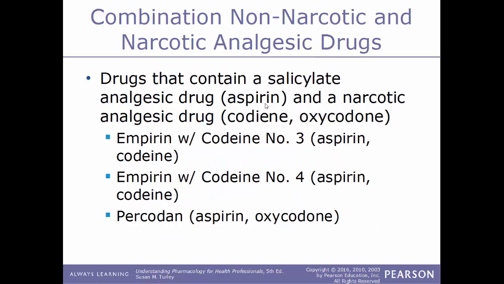There are some other possible combinations of non-narcotic and narcotic analgesics. Drugs that contain a salicylate analgesic drug like aspirin and a narcotic analgesic drug like codeine or oxycodone. Some examples: Empirin with codeine number 3, which is a combination of aspirin and codeine. Empirin with codeine number 4, also with aspirin and codeine. And Percodan, which is a combination of aspirin and oxycodone.